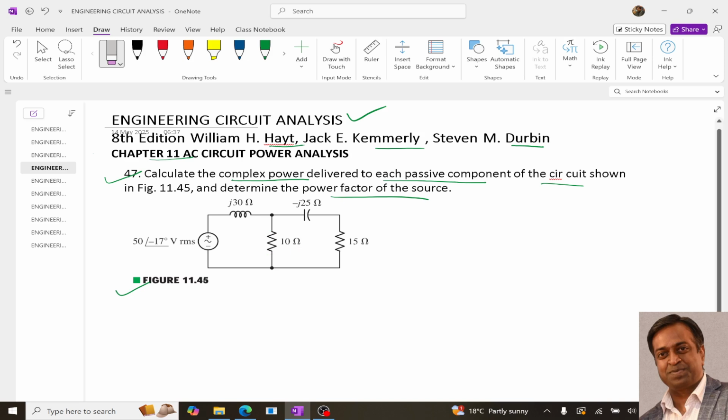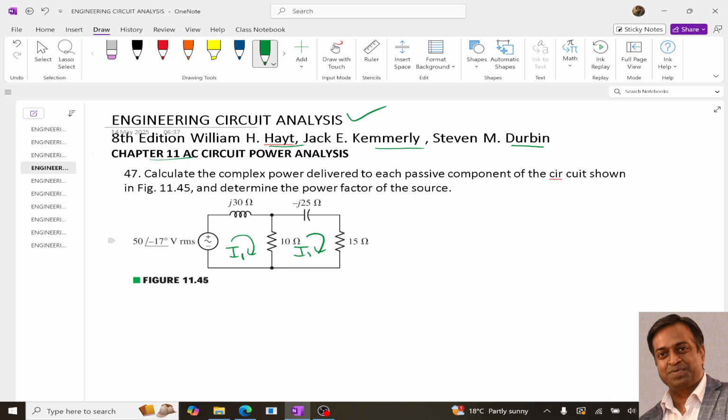To solve this circuit, we are first going to determine the currents. For the current we can use any theorem. Let me use the mesh analysis. We can use nodal analysis or any other way, but because we have impedances in ohms, we can simply apply the mesh analysis.